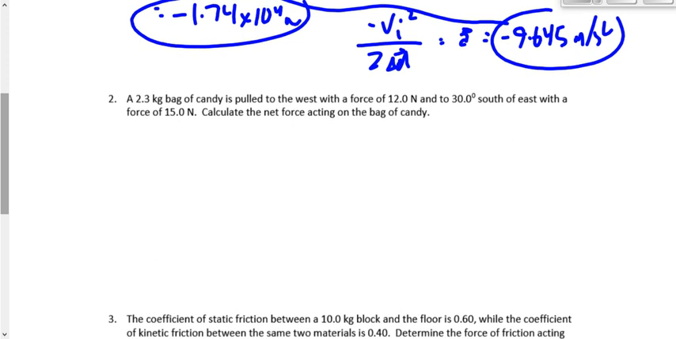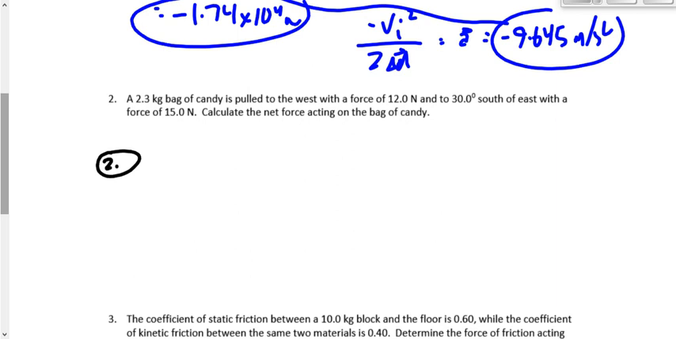Okay, 2 says a 2.3 kilogram bag of candy is pulled to the west with a force of 12 newtons and to 30 degrees south of east with a force of 15 newtons. What's the net force acting on the bag of candy? Now, a number of people misinterpreted this question. This is not a wagon question, right? When we're pulling on a bag of candy from 2 different directions, that bag of candy is going to go in some crazy direction, right? It's not going to slide horizontally along the floor like when we're pulling a wagon. When we're pulling a bag of candy in different directions, it's just going to go in some kind of crazy direction. So what we got to do first is draw a diagram.